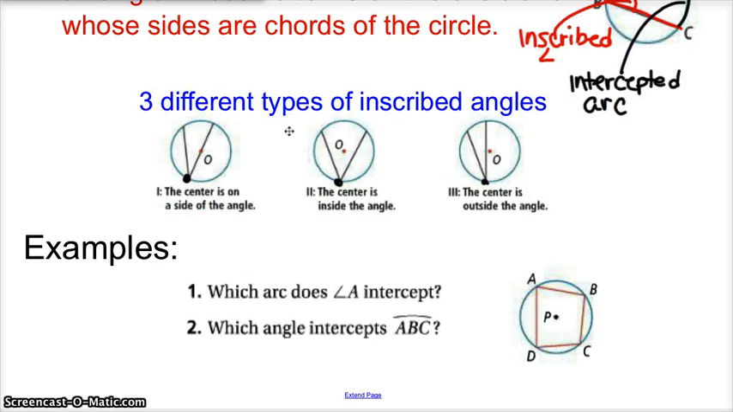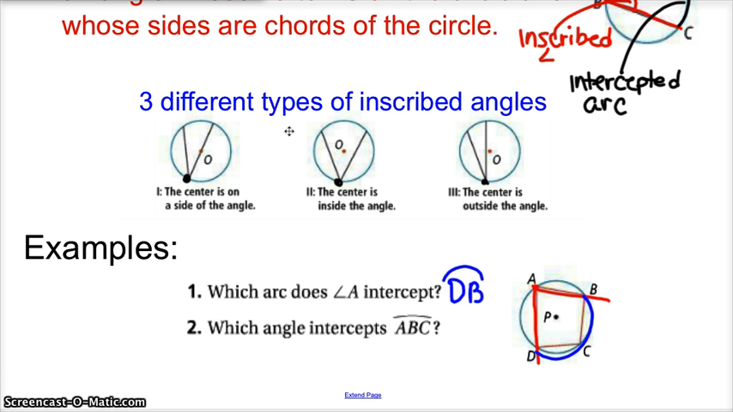So here's an example. Which arc does angle A intercept? Angle A is an inscribed angle because its vertex is on the edge of a circle. Extend the chords, which are the sides, and notice that it's touching B through C. So the intercepted arc is arc DCB, or vice versa. Actually, it's a minor arc, so we name it with two letters. So let's call it DB.